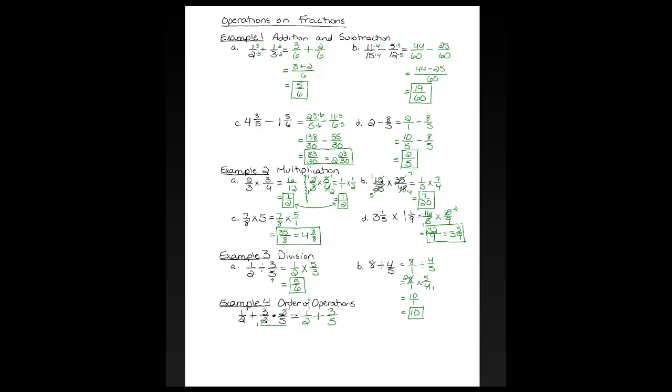Now we have 1/2 plus 3/5, and we need a common denominator. The common denominator would be 10. 1/2 is the same as 5/10. 3/5 is the same as 6/10. So adding these together, we have 5 plus 6 is 11/10, which is the same as 1 1/10.